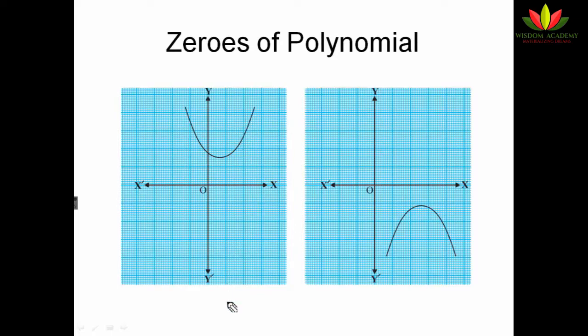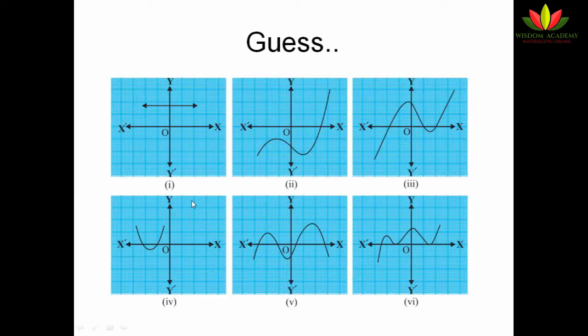So that's why I said that the maximum number of zeros we can get from a quadratic equation is 2, and the minimum number of zeros you can get in a quadratic polynomial is 0. Okay. So next, I have given an exercise that you have to do.